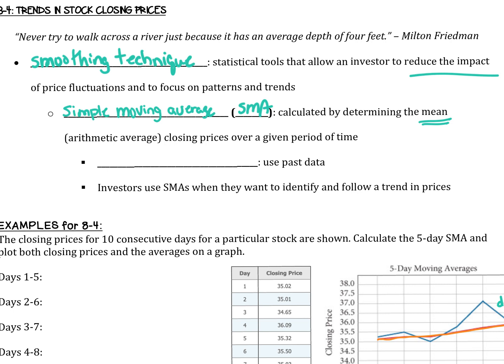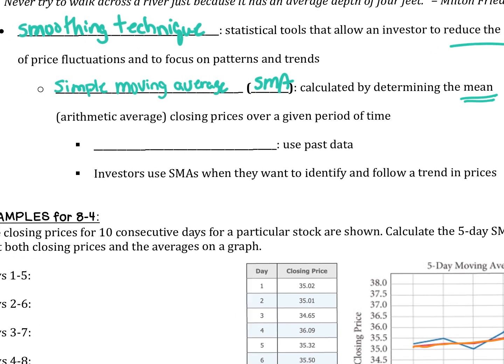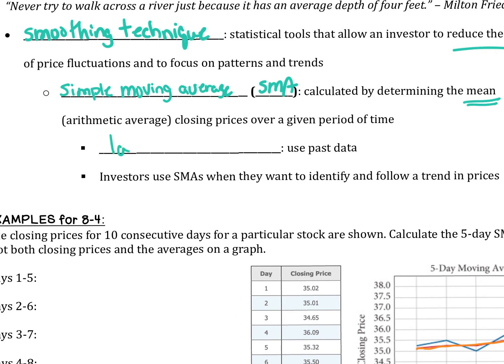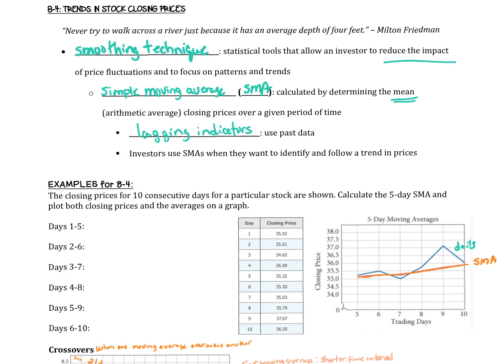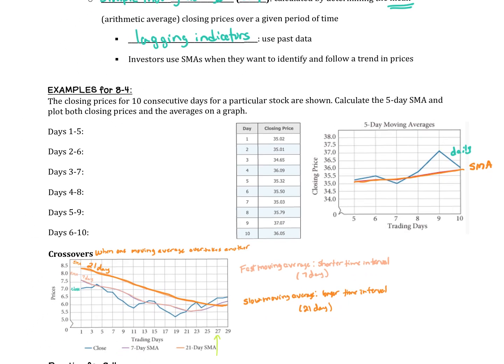So lagging indicators, in other words, that's using past data. And that's basically what we do when we are looking at these particular sets of data. All right, so the idea, let's go back and look at these again.